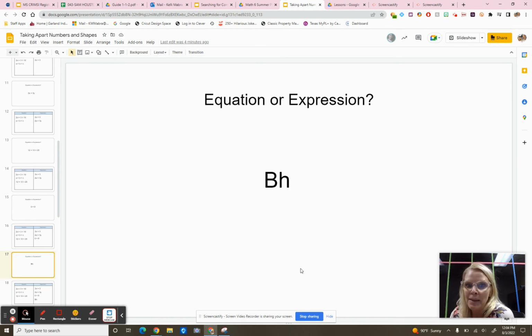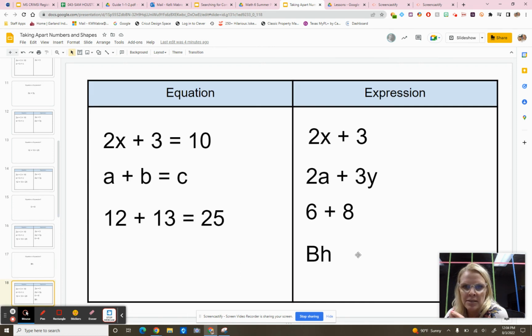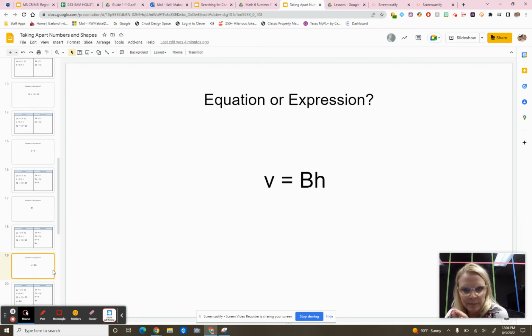But this is actually a little bit different than what you have learned in 5th grade. It means the big base, okay? And you'll learn a little bit more about the big base as we get into area. All right, so this means B times H, base times height. So there's no equal sign. It is an expression. Good job.